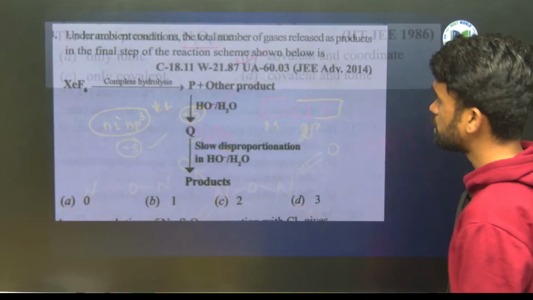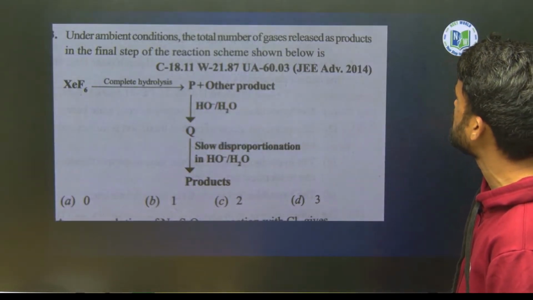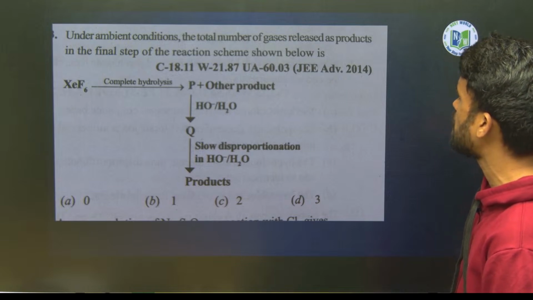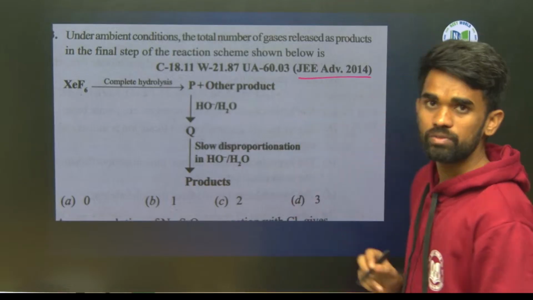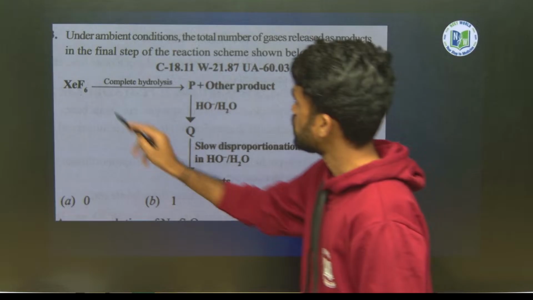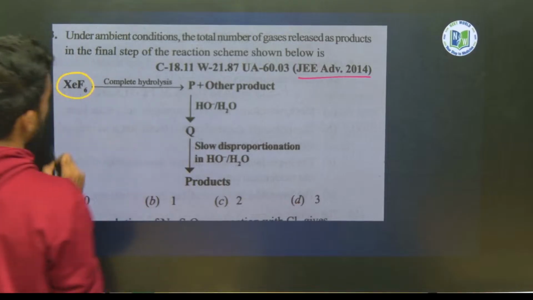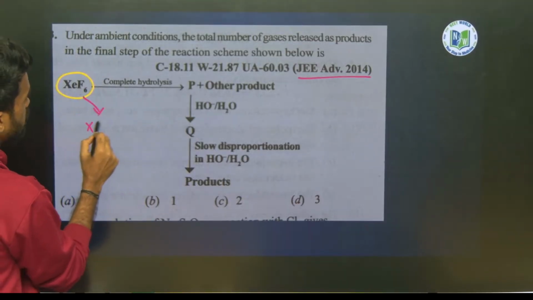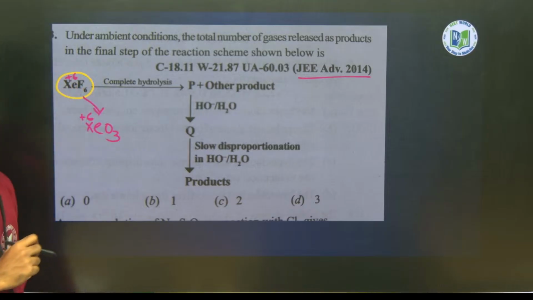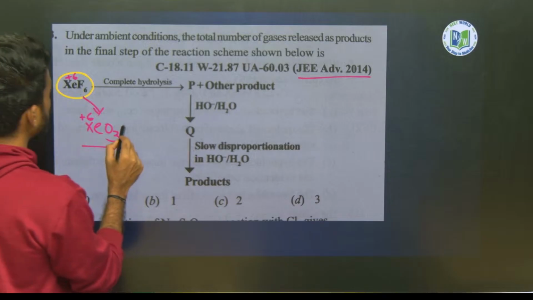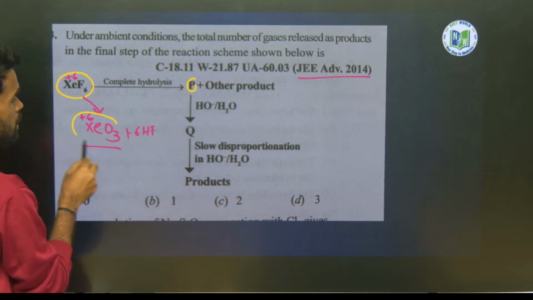So let us move forward. Under the ambient conditions, the total number of gases released as a product in the final step of the reaction scheme given below. This is the reaction scheme from JEE Advanced 2014 that I have taken. XeF4 upon complete hydrolysis produces XeO3. What is the oxidation state here? +6, so here also you get a +6 oxide. Along with that, 6 HF molecules are formed. So what is our P? Our P here is XeO3.